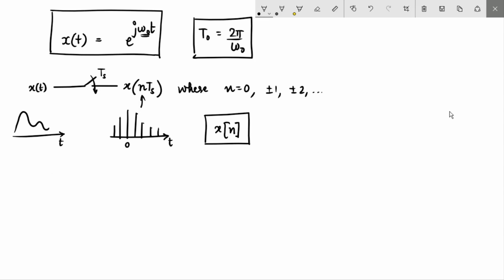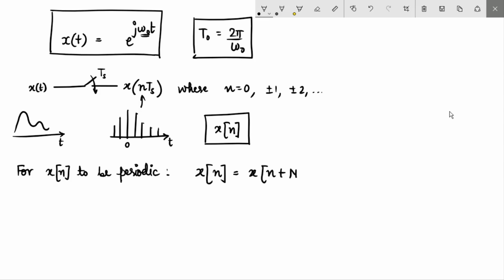Okay. Now, for x(n) to be periodic, what does it mean? It means that x(n) should be equal to x(n plus capital N), if capital N is the period, right? So we already know what x(n) is. We know what x(t) is. So x(n) can be written as x(nTs), just plugging in x(t) here.